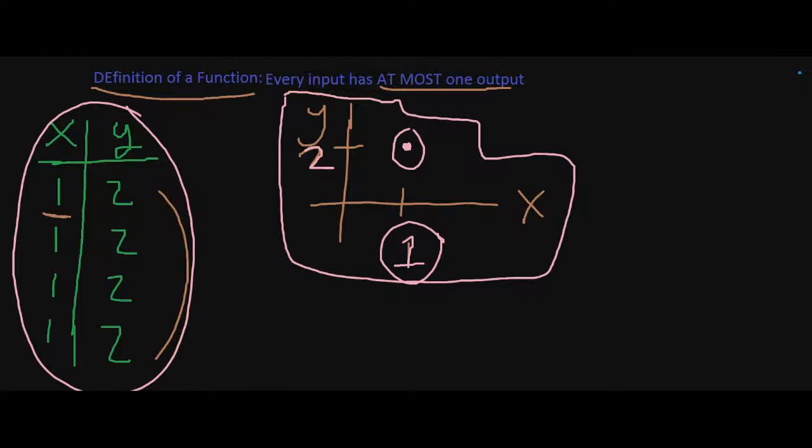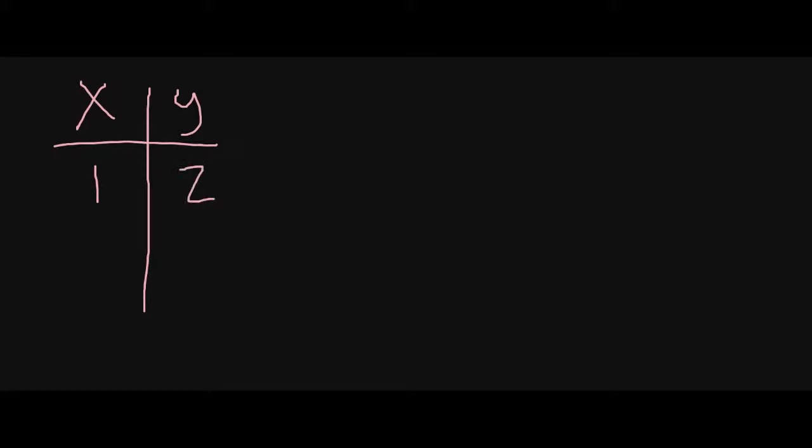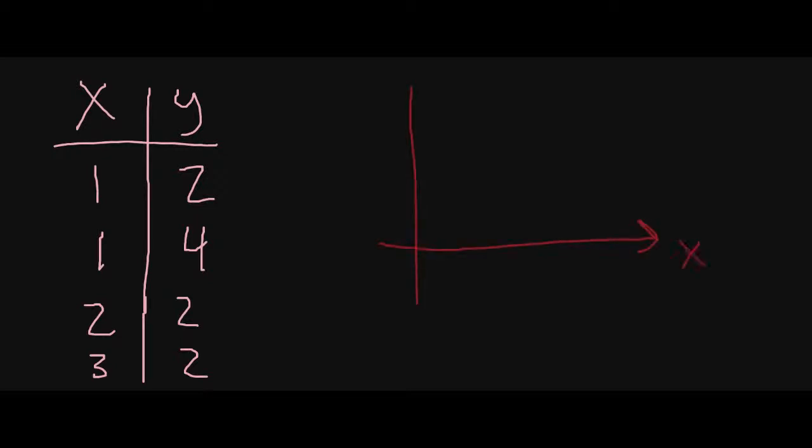So maybe to help clarify, let's scroll down and look at one that is not a function. Let's say we draw this table. Let's do the same example: 1, 2, 1, 4 and then 2, 2, 3, 2. Let's go ahead and graph this. Sometimes it's hard to know if this is a function or not until you graph it. So I'm going to do a quick graph.